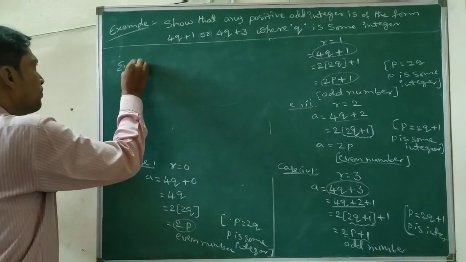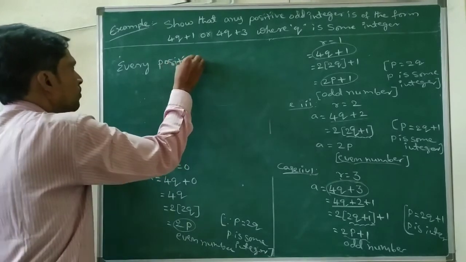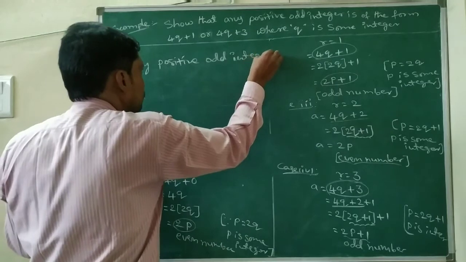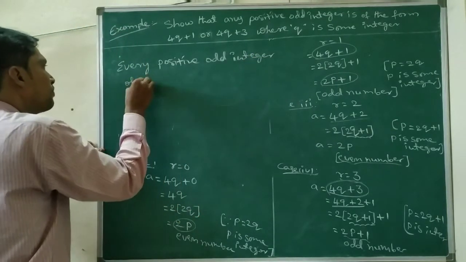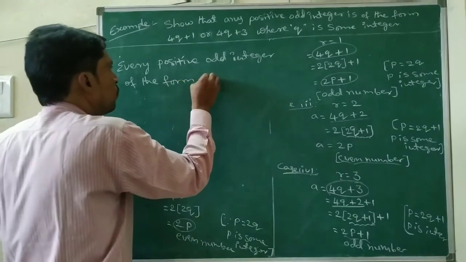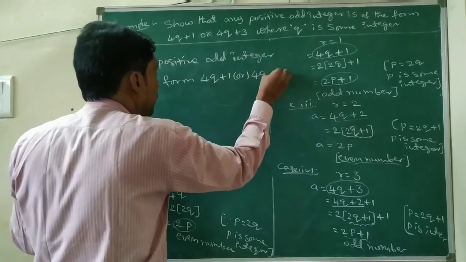Therefore, every positive odd integer is of the form 4q plus 1 or 4q plus 3.